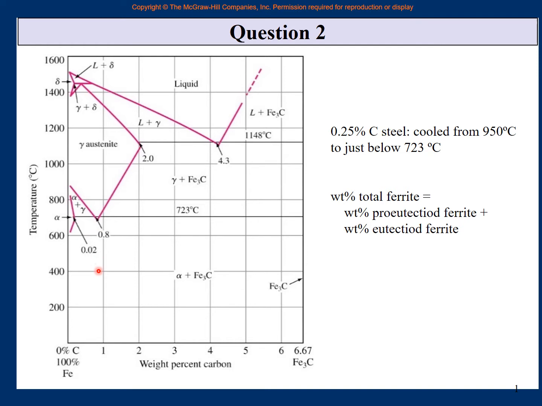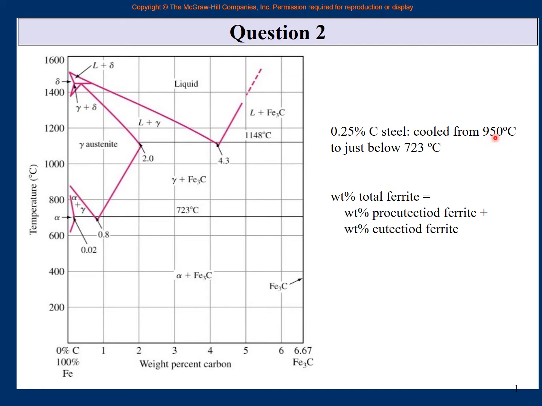So this is eutectoid steel. Eutectoid steel means 0.8% carbon. Any percentage of carbon less than that, any steel in this region is hypoeutectoid. Any steel having more than 0.8, 0.9, 1, this, that is hypereutectoid plain carbon steel, right? So you have a 0.25% carbon steel, or a hypoeutectoid steel of this.